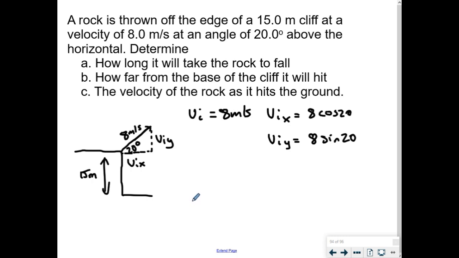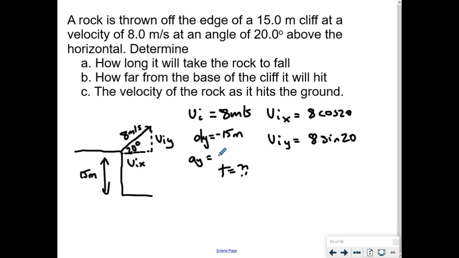So let's do a couple of things. We need to know how long it's going to take the rock to fall. Well, we actually have enough information to solve this. How long it's going to take the rock to fall means we need to know the time value. Now, time is the one thing that is independent of all these values, but I do know some more things. For example, I know that the distance in the y direction it will ultimately travel will be 15 meters. And I'm going to say negative 15 meters, because I know that it's ultimately going to travel down negative 15 meters.